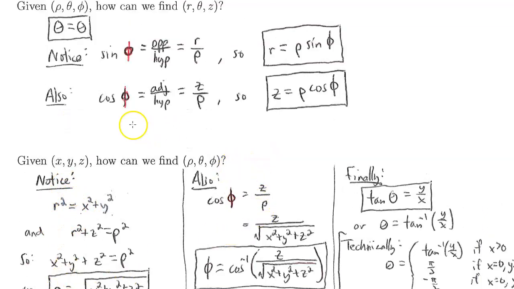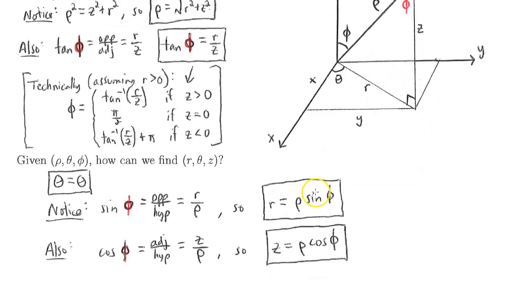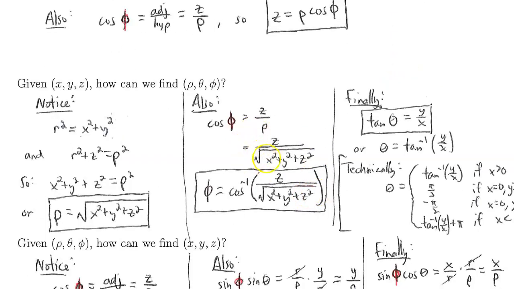Okay, now notice we also have cosine of phi is equal to z over rho. Okay, we're using the same thing that we used up here. So again, look at this picture. Cosine of phi is adjacent over hypotenuse, right? So adjacent over hypotenuse is z over rho for this right triangle here. Okay, but then what was rho? Well, rho was the square root of x squared plus y squared plus z squared. So cosine of phi is z over this square root. So phi would be cosine inverse of z over the square root of x squared plus y squared plus z squared.